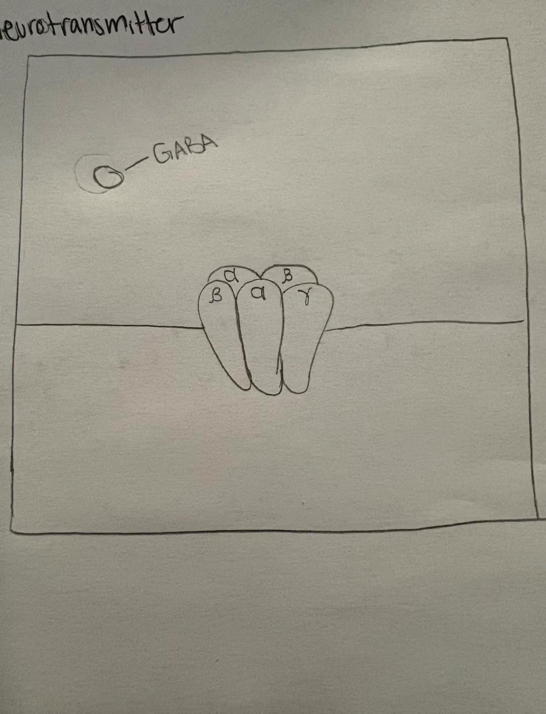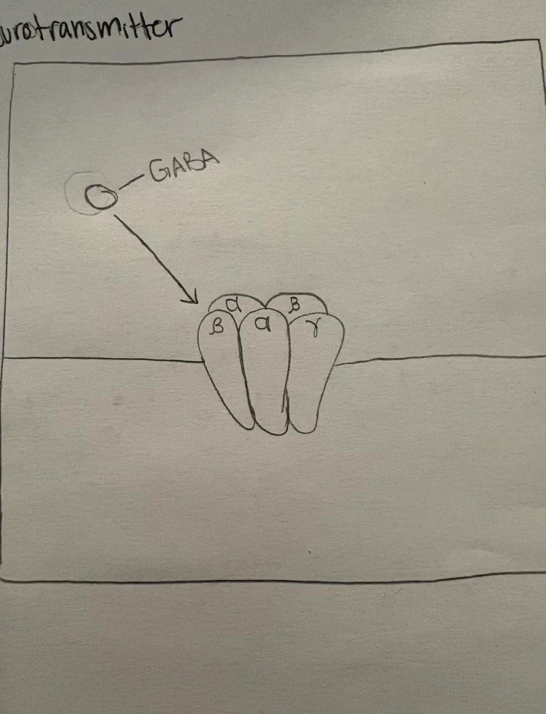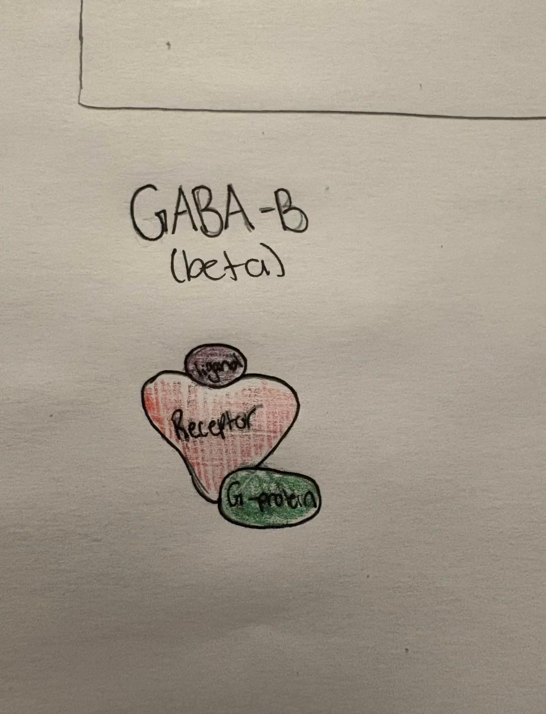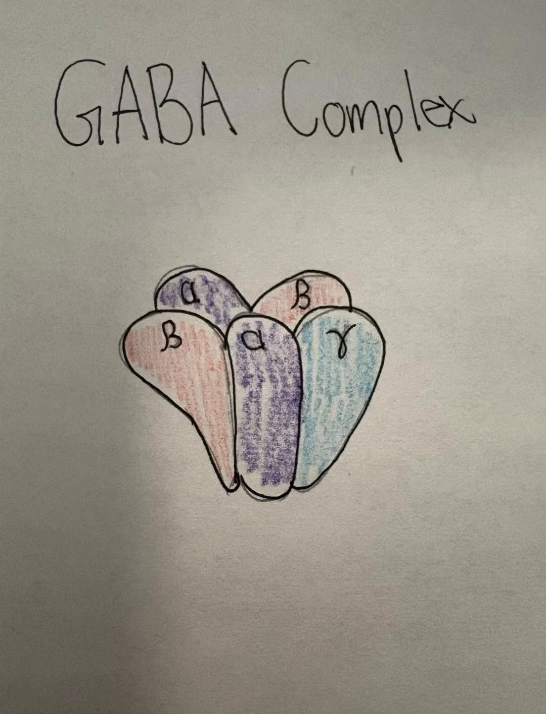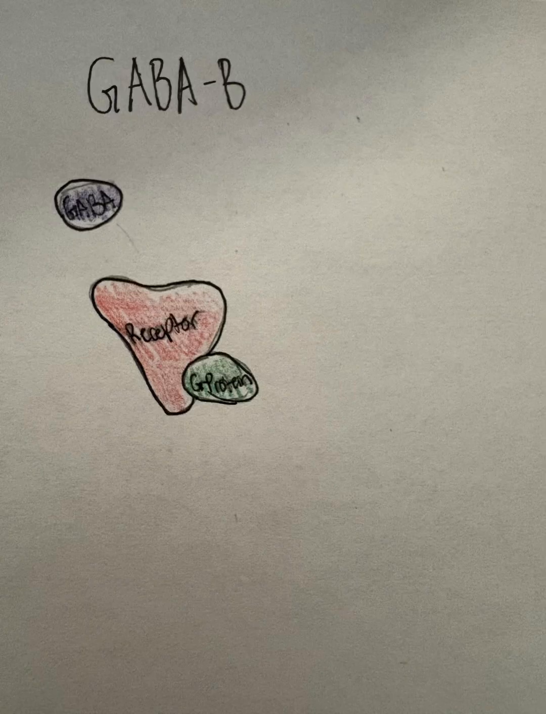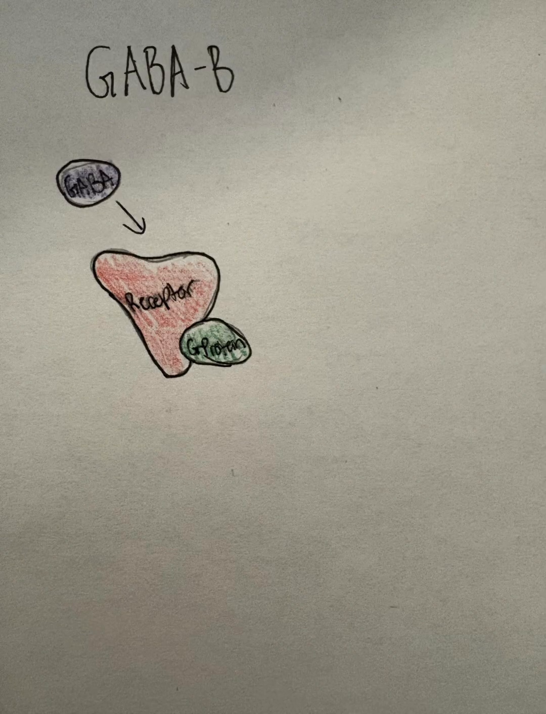GABA binds to the GABA B or beta receptor. GABA B is a G protein coupled receptor. It is part of the GABA complex, which is located in the central nervous system. The GABA complex is made up of GABA A or alpha, GABA B, and GABA gamma. When GABA binds to this, it activates a cascade.